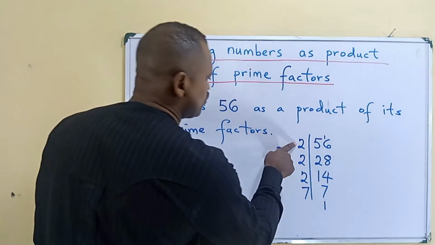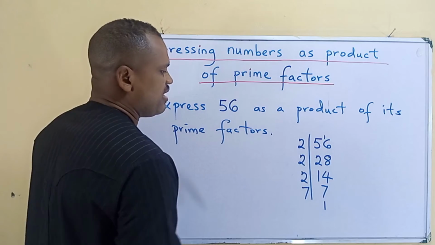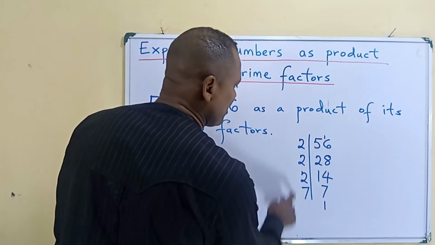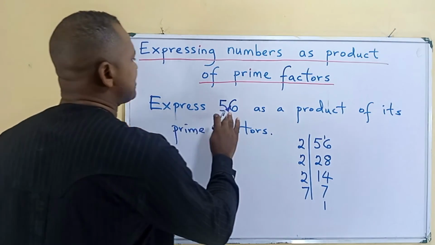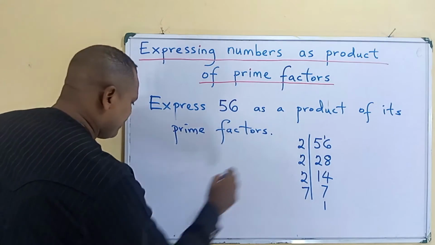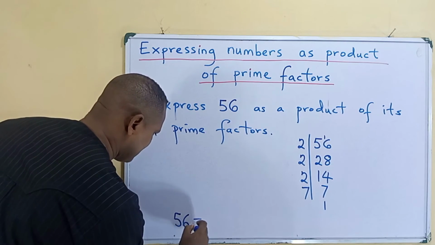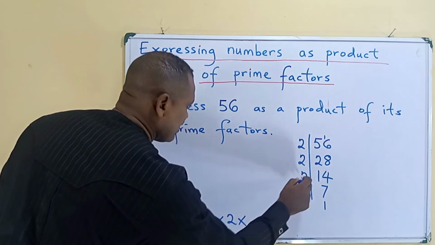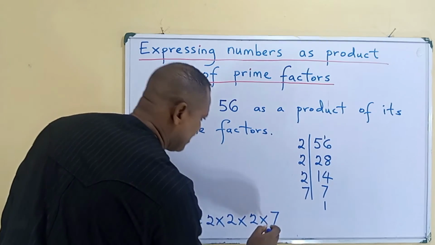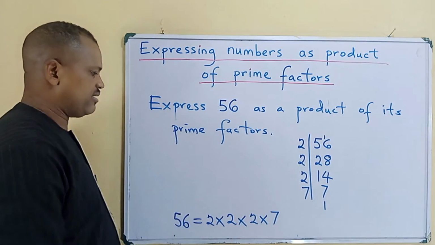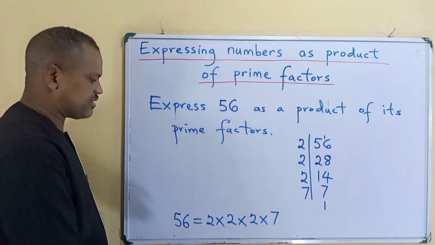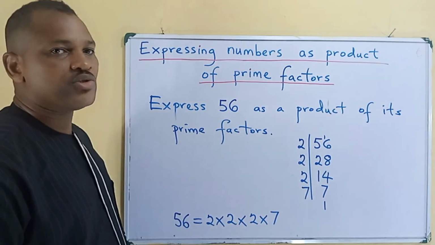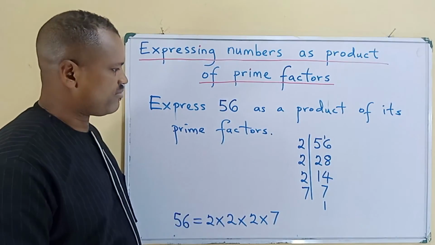Now, notice that 2 is a factor of 56, and 7 also is a factor of 56, and they are all prime numbers. So, to express 56 as a product of its prime factors, just write 56 here. Give the answer: 2 times 2 times 2 times 7. That is simply expressing 56 as product of its prime factors. So I want to believe that this is clear enough.